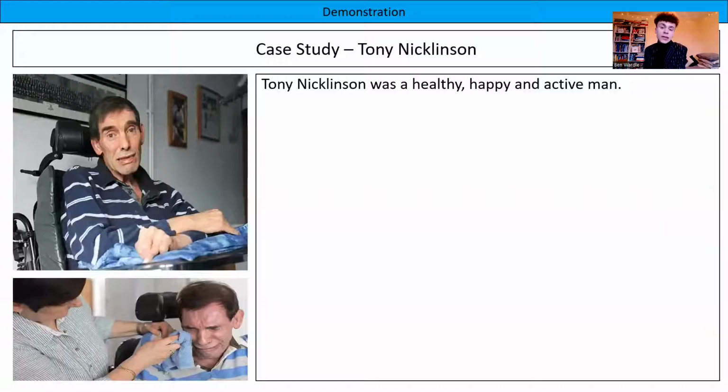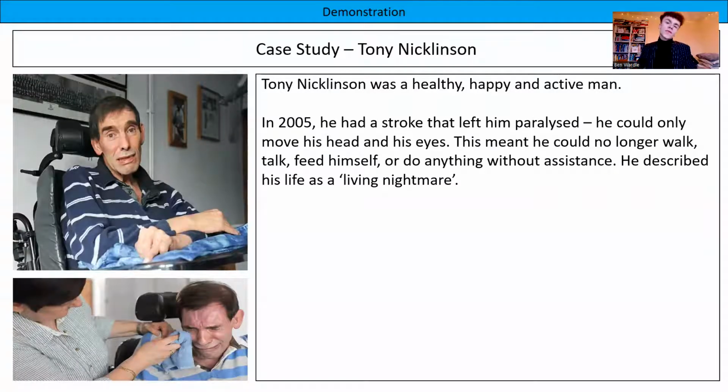And his case is a really high profile case. And so we need to talk about it today, and you can absolutely refer to him in the exam. So Tony Nicholson was, as we saw, a healthy, happy and very active man. In 2005, as I said, he had a stroke that left him paralyzed. He could only move his head and his eyes, and that meant he could no longer walk, talk, feed himself, or do anything for himself without assistance. And he described his life as a living nightmare.